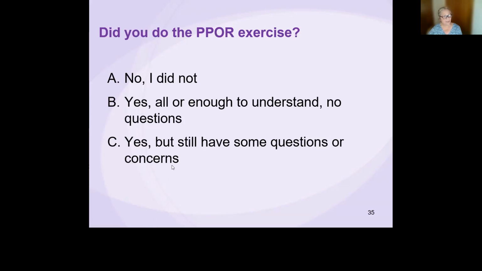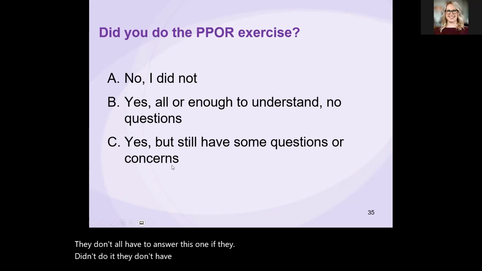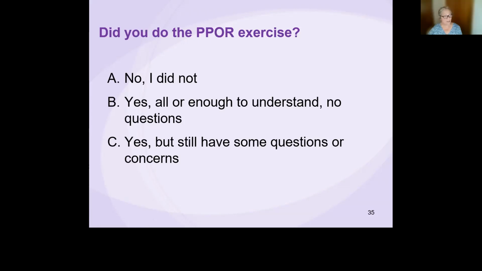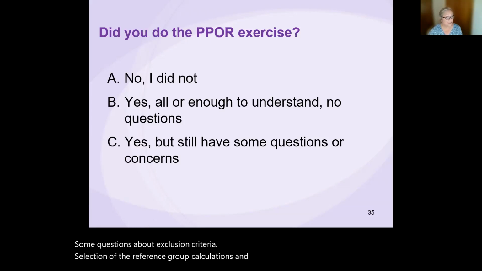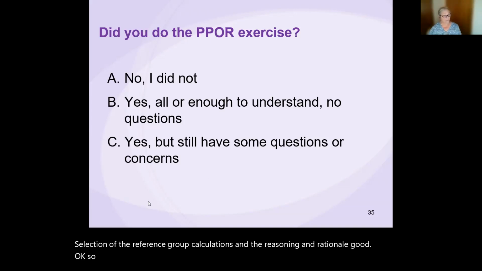They don't all have to answer this one. If they didn't do it, they don't have to answer. We'll give a couple more that I think were there. So, questions about exclusion criteria, selection of the reference group, calculations, and the reasoning and rationale. Good. Okay, so a smattering of everything. All right, let's go on.